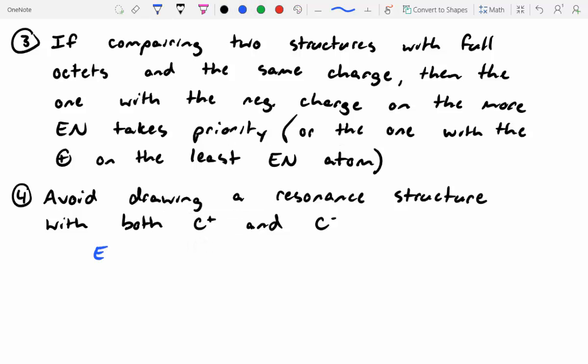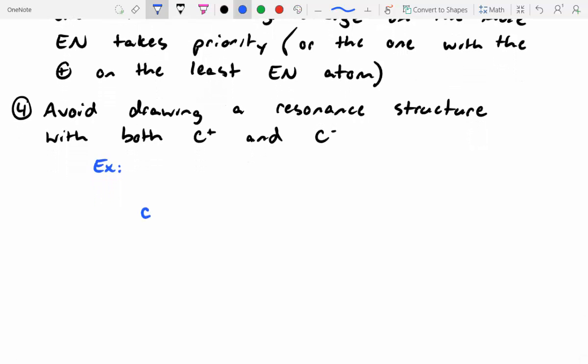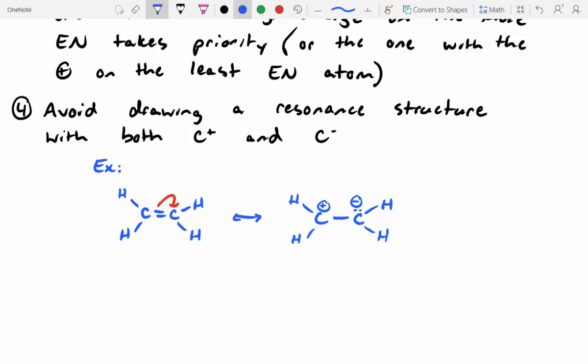A good example of that is once in a while I see people that will try to look at a molecule that has a double bond. And they say, oh, this has a resonance structure. We can move this pi bond up to this carbon. And when we do this, the carbon on the right now has a negative charge in a lone pair, and the carbon on the left now has a positive charge. This is such a minor contributor, we don't even waste time drawing it.